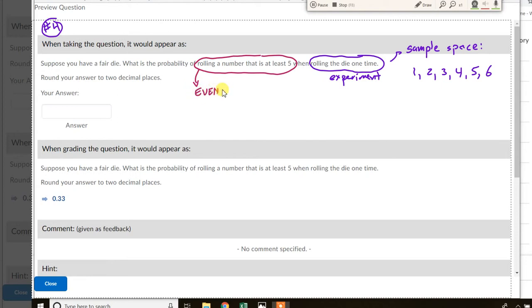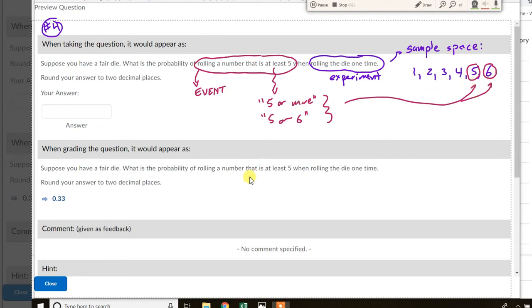Now, the event is going to consist of multiple different outcomes. So when we say at least 5, what does that mean? At least 5 means 5 or more. Since the biggest we can get is 6 here, we could also think of this as 5 or 6. So which of these outcomes would be a 5 or a 6? The answer is the 5 and the 6. So my event consists of these two particular outcomes from within the sample space.